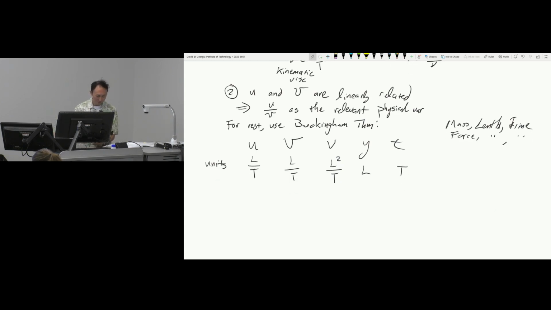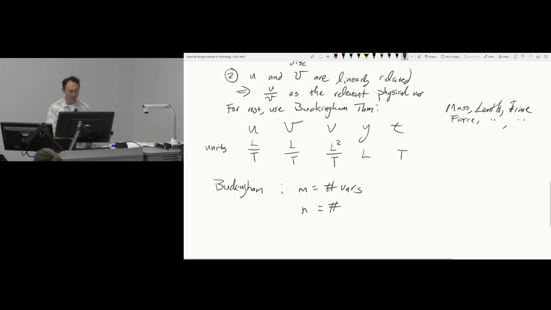Buckingham's theorem tells us that m is equal to the number of variables, and n is the number of units used. I think the only one who actually did number 1A on the homework is Alex, who came to office hours, but now all of you should be able to do number 1 on the homework. Buckingham said the number of pi groups, which he calls dimensionless groups, is equal to m minus n.